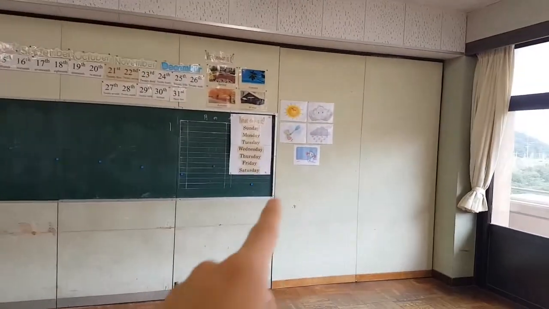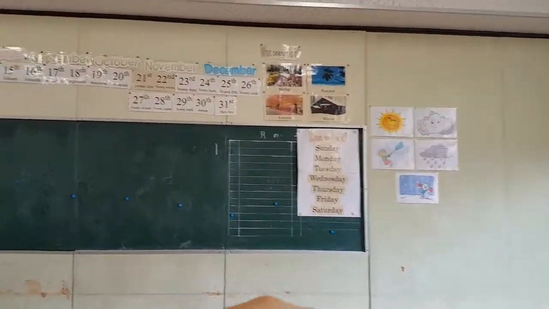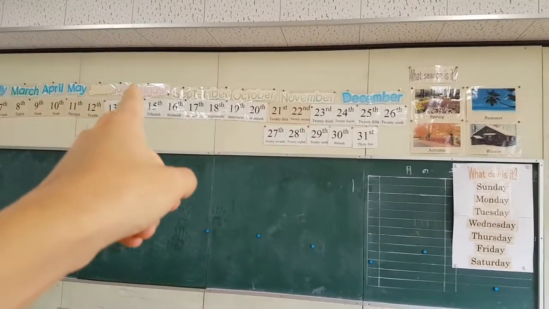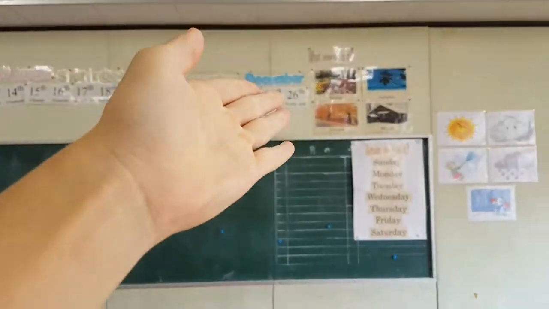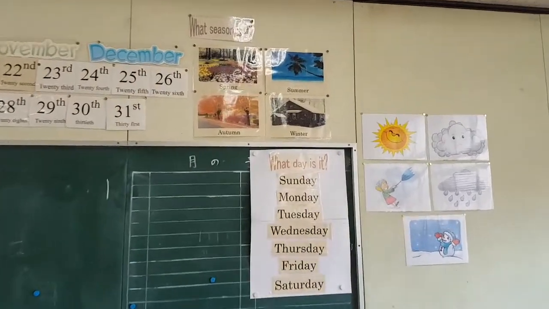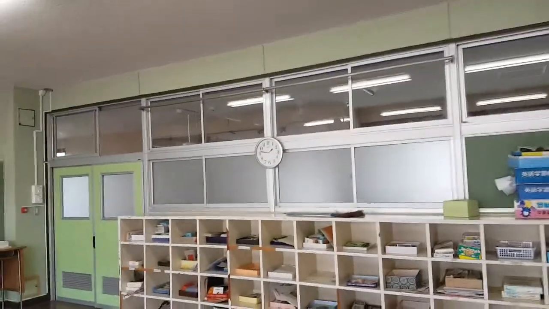I do, how's the weather? What day is it? What's the date today? They got all the months and then they pick the day. What season is it? They just choose: summer, winter, autumn, spring. And then the last question is, what time is it? They look at the clock.